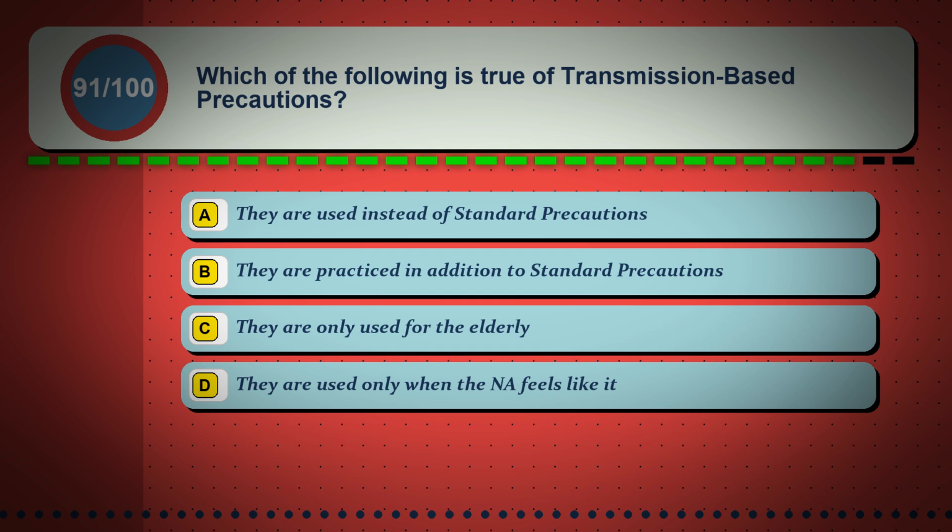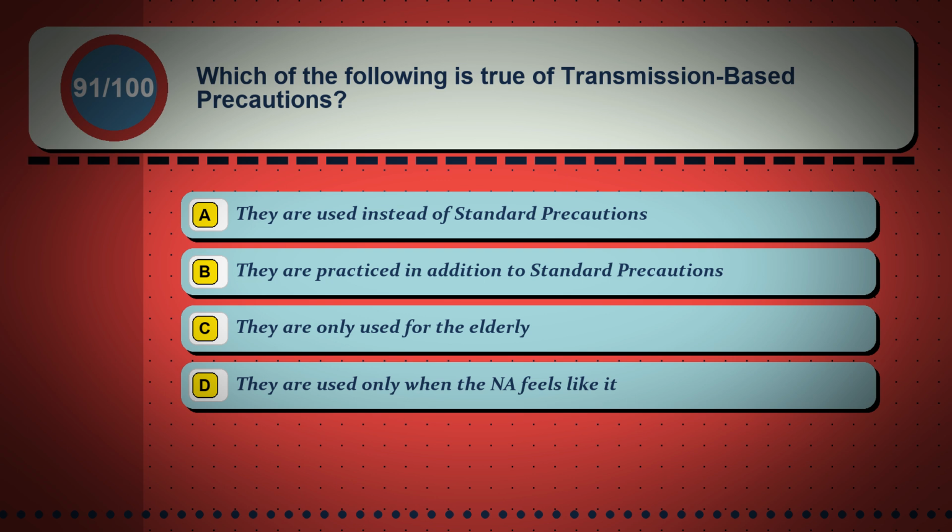Question 91. Which of the following is true of transmission-based precautions? Option A. They are used instead of standard precautions. Option B. They are practiced in addition to standard precautions. Option C. They are only used for the elderly. Option D. They are used only when the NA feels like it.